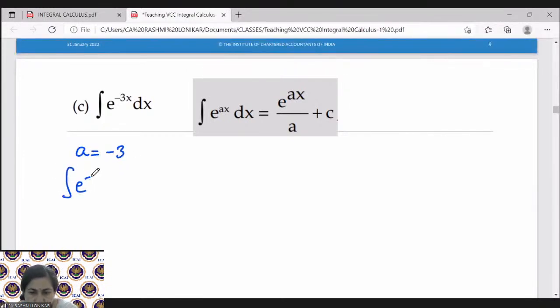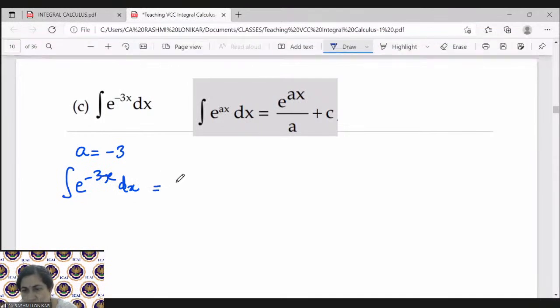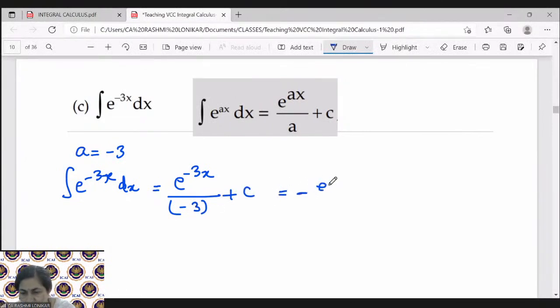So integration of e raised to minus 3x dx is equal to e raised to minus 3x upon a. a is how much? Minus 3, plus c. This minus sign can be written together. This is minus e raised to minus 3x upon 3 plus c. Okay.